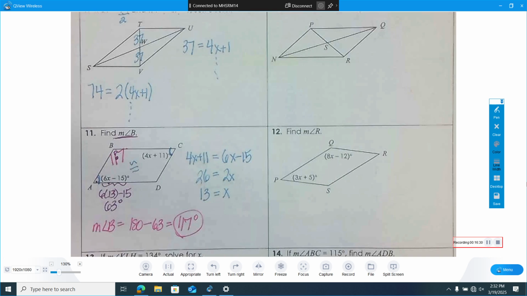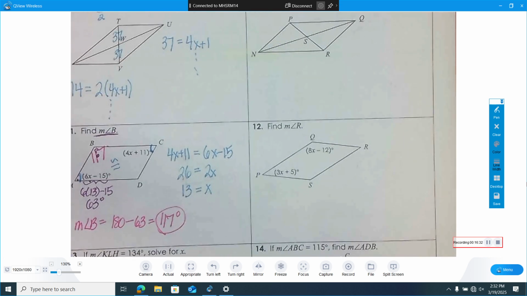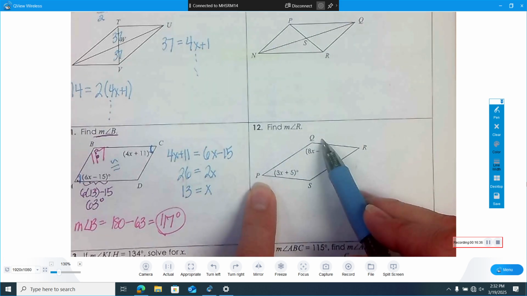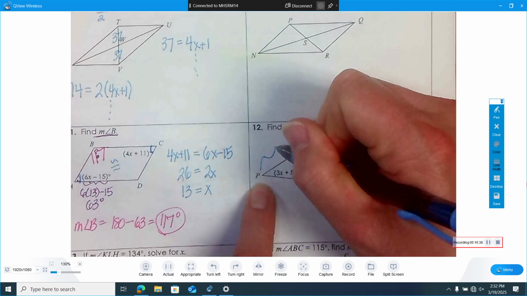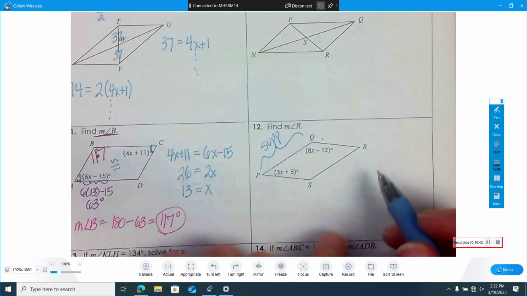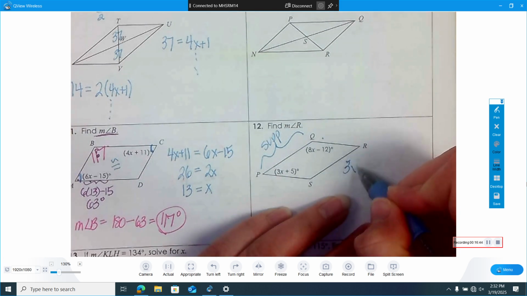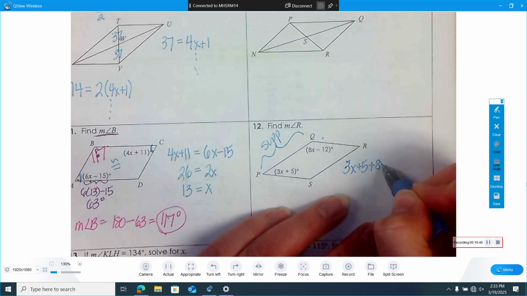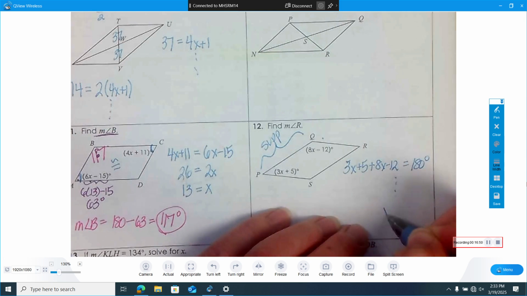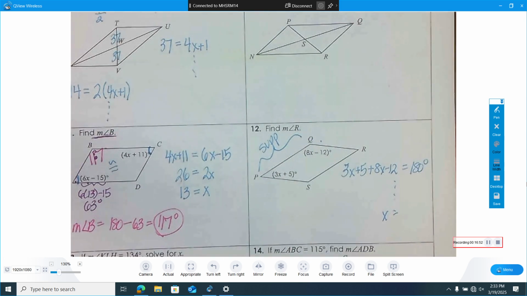Okay. Look at number 12. Tell me about angle P and Q. Supplementary. Very good. They are supplementary, so they should add together and equal 180. So 3x plus 5 plus 8x minus 12 should equal 180 degrees, and you can solve from there. Questions on that one?